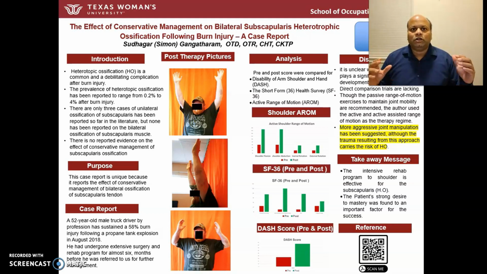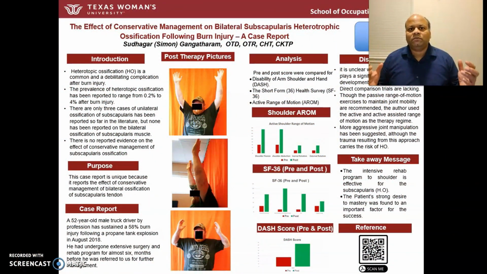There needs to be a study with a larger sample size to determine whether conservative management for heterotopic ossification is effective or not. The important takeaway message from this presentation is that conservative management can be an option for the therapist when they are treating subscapularis heterotopic ossification. I personally believe that the patient's strong desire for mastery would also have been an important factor for his success in this case.